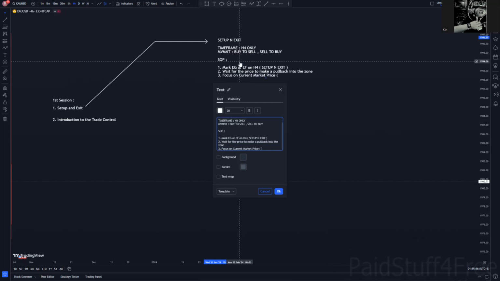Which we can call our CMP. All right. So different brokers have different H4 candles. So how do we approach this? Okay, just mark whatever you see.